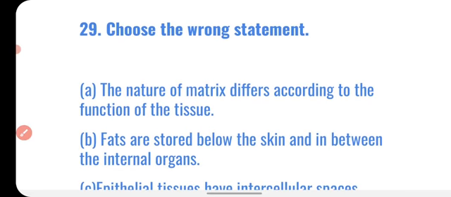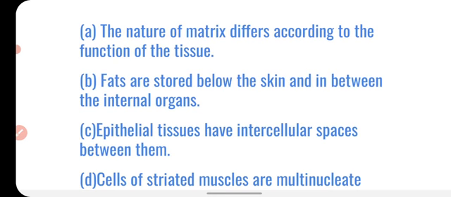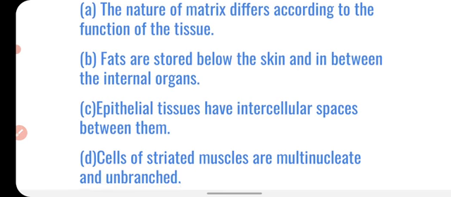Now the next question is, choose the wrong statement. The nature of matrix differs according to the function of the tissue. Fats are stored below the skin and in between the internal organs. Epithelial tissue has intercellular spaces between them. Cells of striated muscles are multinucleated and unbranched.